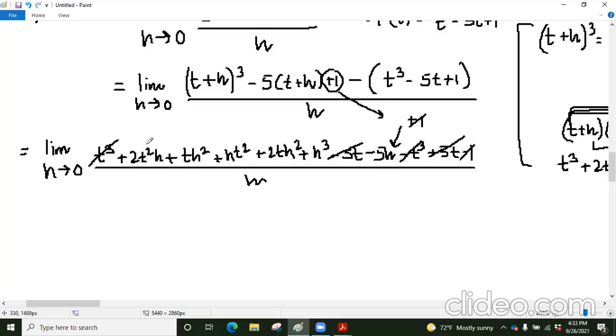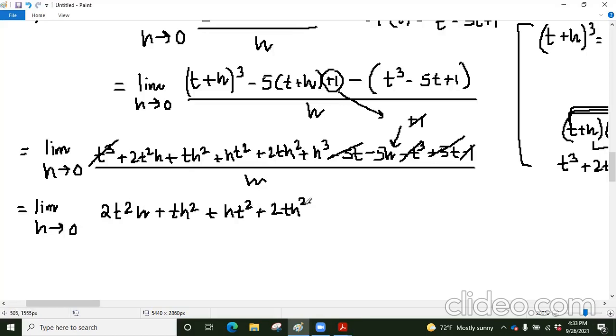You'd expect to be left with only the h terms because the h terms are the ones that should be canceling out, because you'll eventually factor them, right? So the limit as h approaches 0 is 2t squared h plus th squared plus ht squared plus 2th squared plus h cubed over h. And we have a minus 5h here as well.